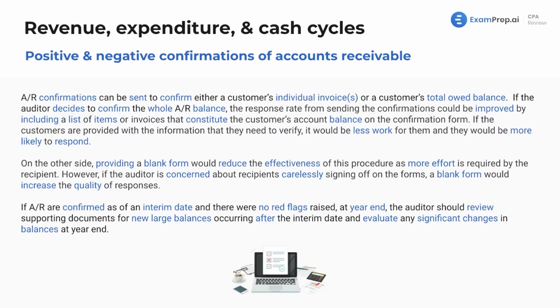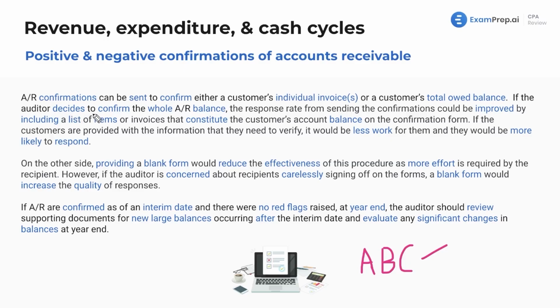AR confirmations can be sent either on customers' individual invoices, right? So if Walmart consistently buys from you, we are ABC company, and Walmart makes multiple purchases a month from us, you could send confirmations for each individual transaction that Walmart does, for each individual outstanding balance, or you could send confirmations for their total outstanding balance that is owed. Two different situations. We'll talk about the pros and cons of each.